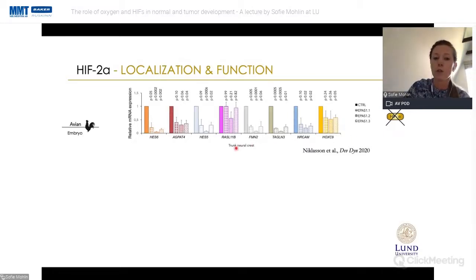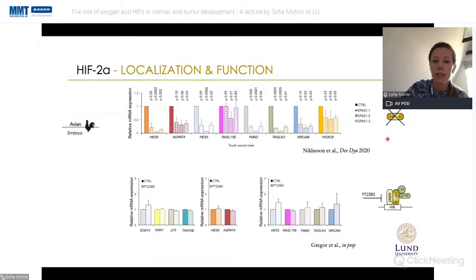And this is what I told you in the summary, but I didn't show you. So we look at these trunk-neural crest specific genes. These are enriched in the trunk-neural crest. And as you can see, when we knock out HIF-2, we have a huge decrease, of course, sorry, in most of these genes. When we treat the embryos with PT, there is no difference in gene expression.